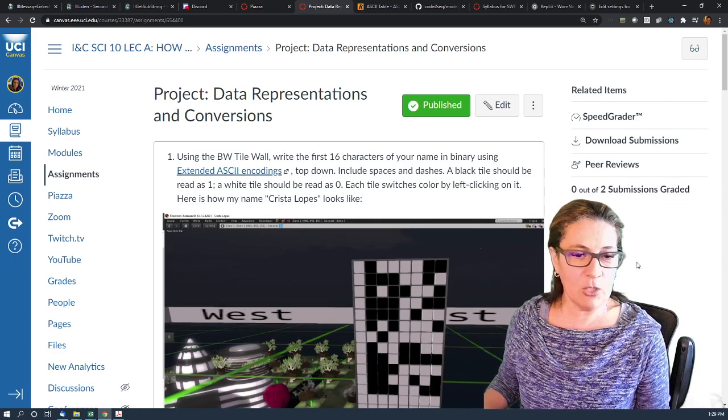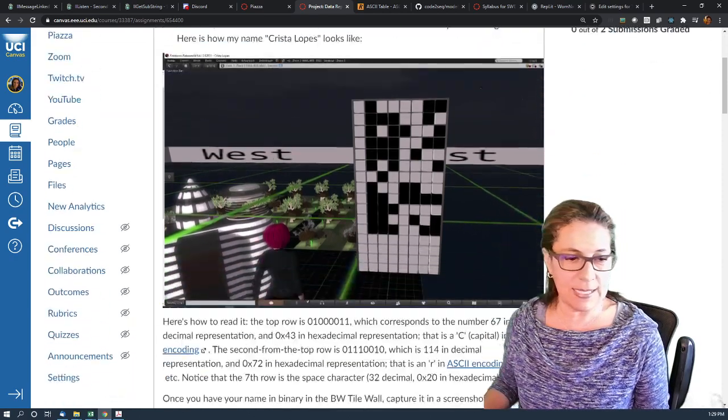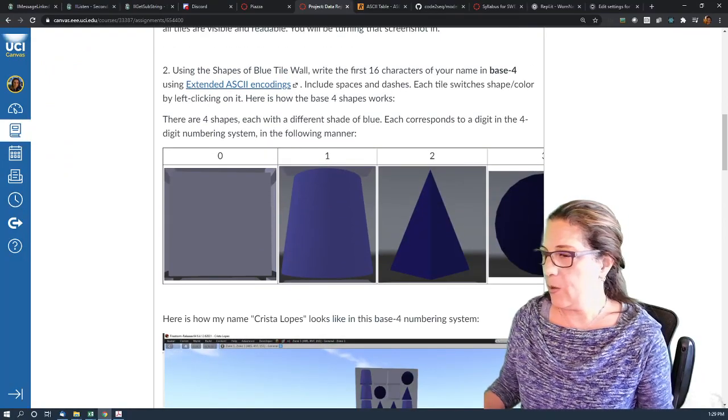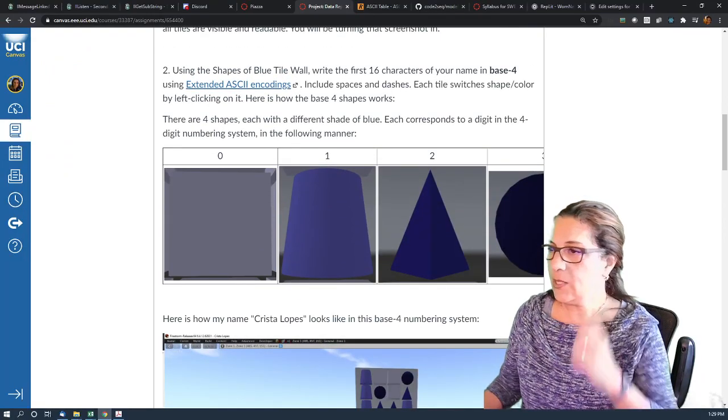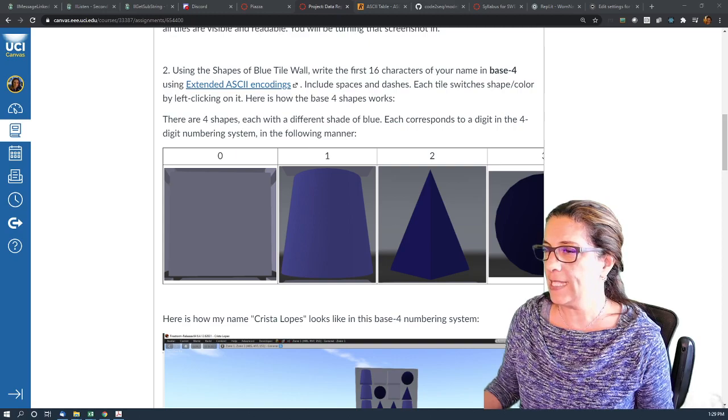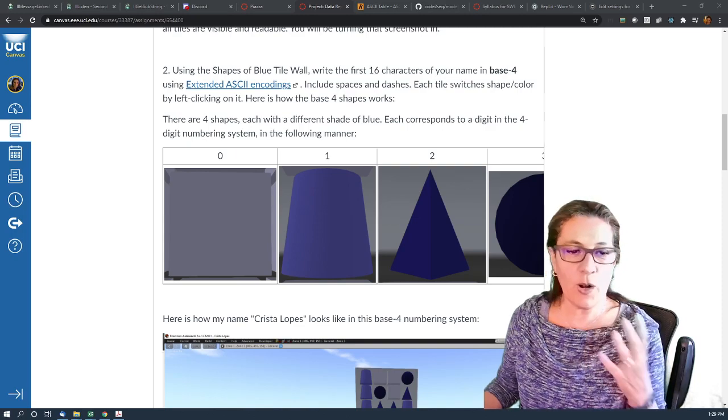Okay, so then I'm going to go to the second part. The second part is quaternary. So now it's this other wall over here. This wall has four things. So it has the white square, and then a kind of lampshade thing, and then a sort of prism thing, and then a sphere. So it has four symbols.